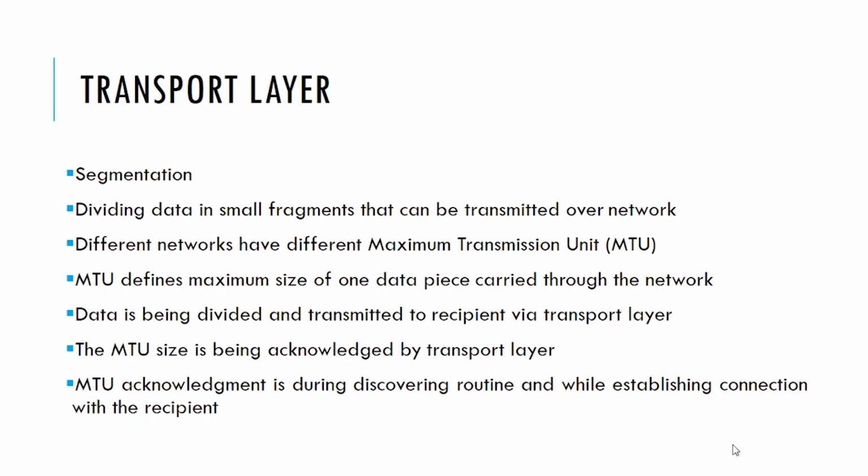The functionalities of the transport layer are, number 1, segmentation. Segmentation means dividing data into small fragments called segments that can be transmitted over the network. Different networks have different maximum transmission units, different MTU. The MTU defines the maximum size of one data piece carried through the network. This is the definition of the MTU. Data is being divided and transmitted to the recipient via the transport layer.